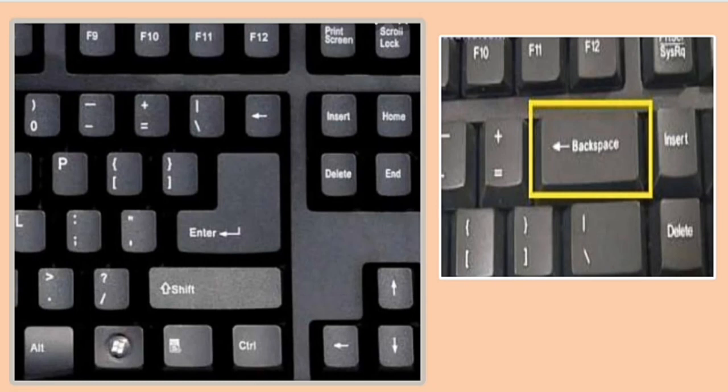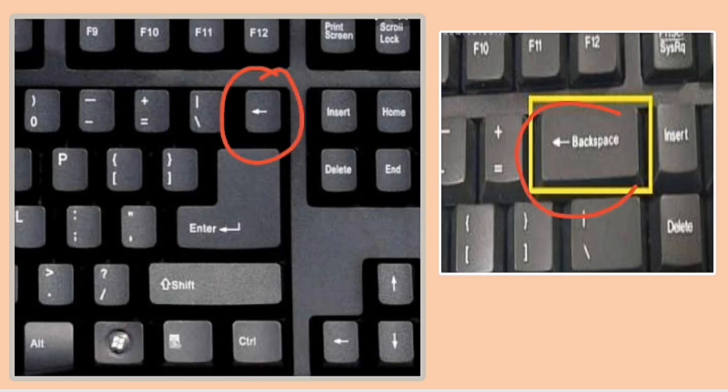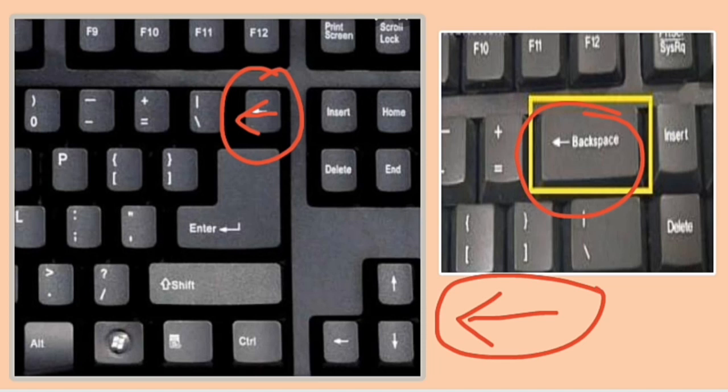Here you can see in this diagram that this is a backspace key and this is also a backspace key. In most of the keyboards, it is written backspace. But some keyboards are also there on which backspace is not written, only a symbol is there. This is a symbol of backspace. So you have to learn this symbol. If backspace is not written, that means this symbol key is used for the backspace.